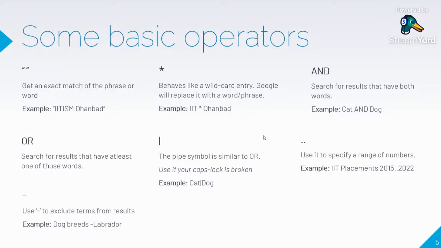Then comes the OR operator. It's just like the boolean OR: if there is at least one of those words, then the result will return. Moving on to the next symbol, the pipe symbol. The pipe symbol is exactly the same as the OR operator. So if your caps lock is broken and you can't use the OR, then you can use the pipe. Let's try these out.